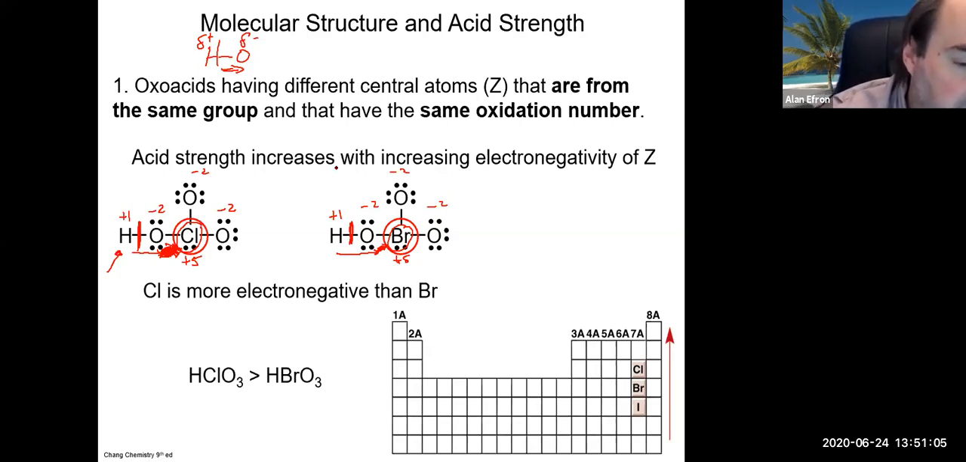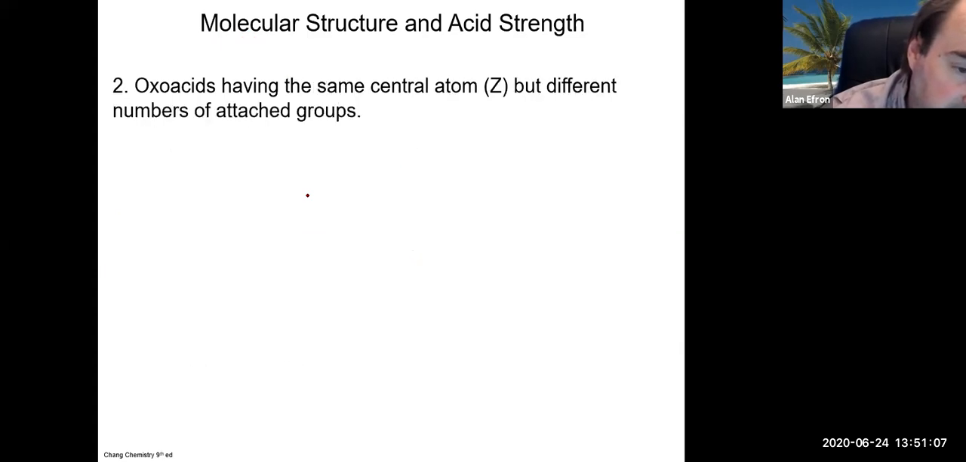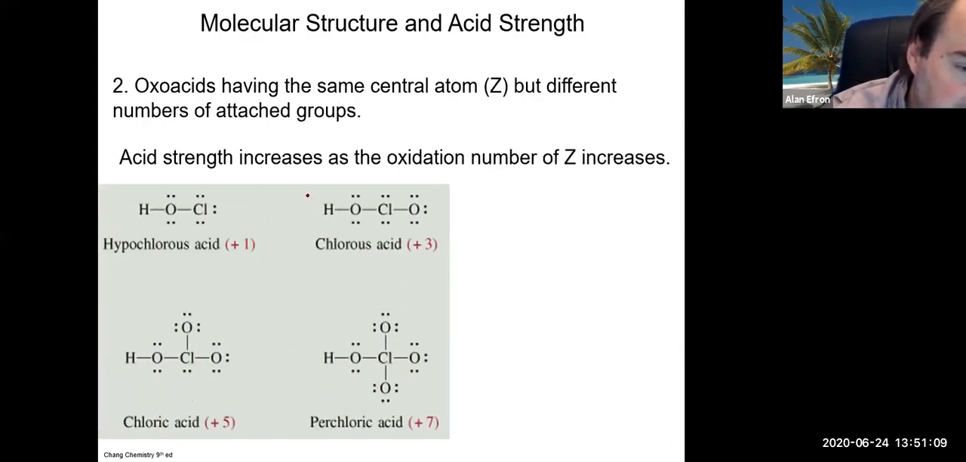Now, we could also have an oxyacid that comes from the same element, for example, but has different atoms attached. And obviously, if we're comparing acids that have the same central atom, we can't look at electronegativity because they're going to have the same electronegativity. So what we want to look at in this case is actually the oxidation state of the center atom.